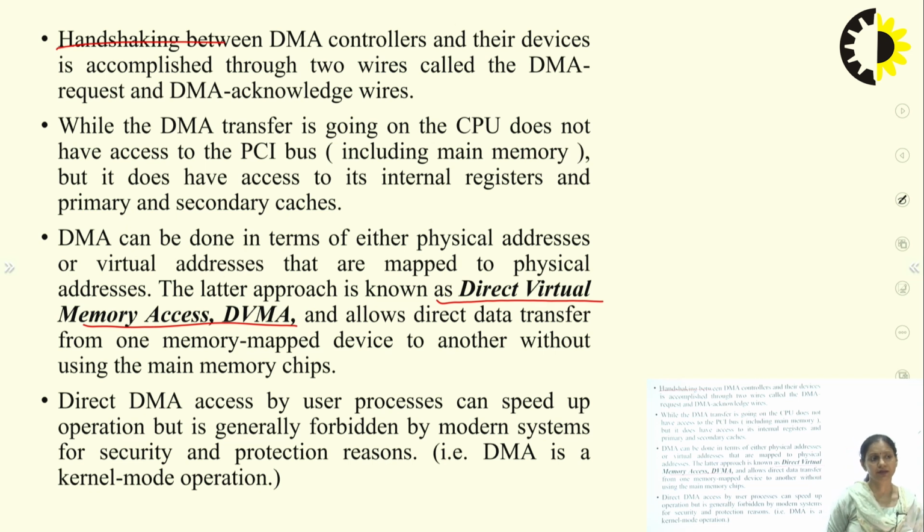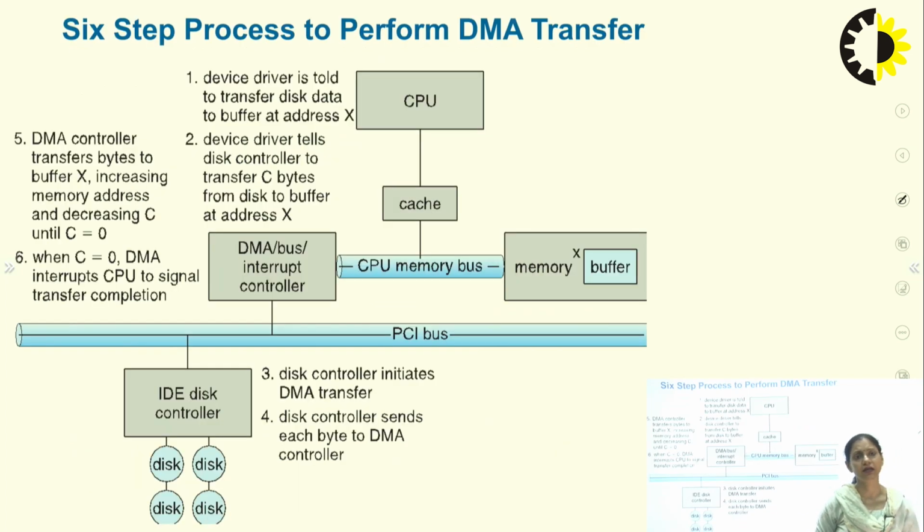If we allow direct DMA access by user processes, they can speed up operations, but this is generally forbidden by modern systems for security and protection reasons. That is, DMA is a kernel mode operation.